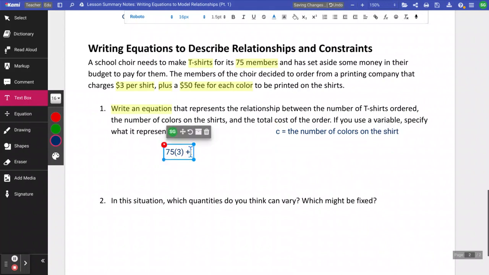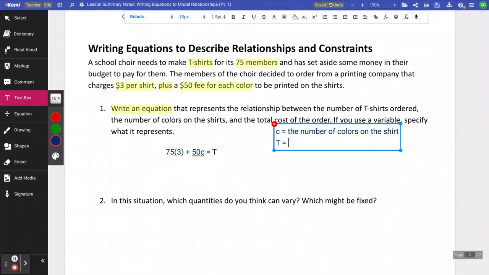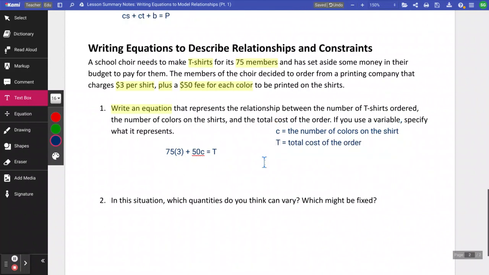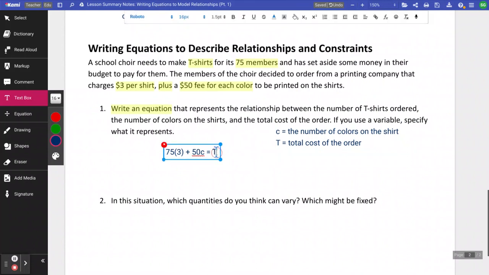So in my equation, I'm going to say they're spending $3 on the 75 shirts plus $50 times how many colors they choose to use, $50 for each color. And together, that total is going to give me the total cost of the order. I'm going to use another variable there. T is going to represent our total cost of the order. So I end up with this equation here.